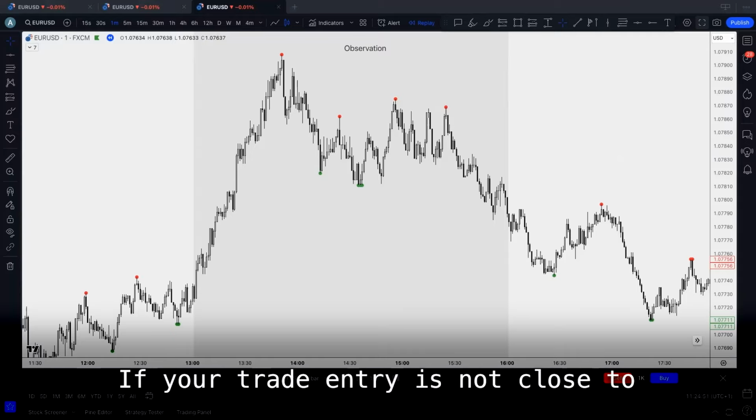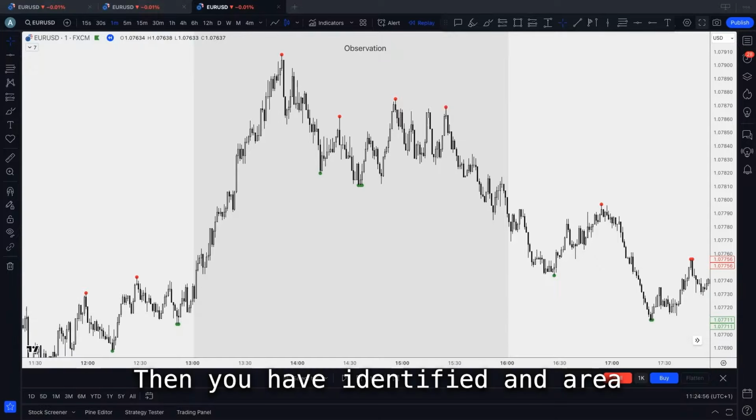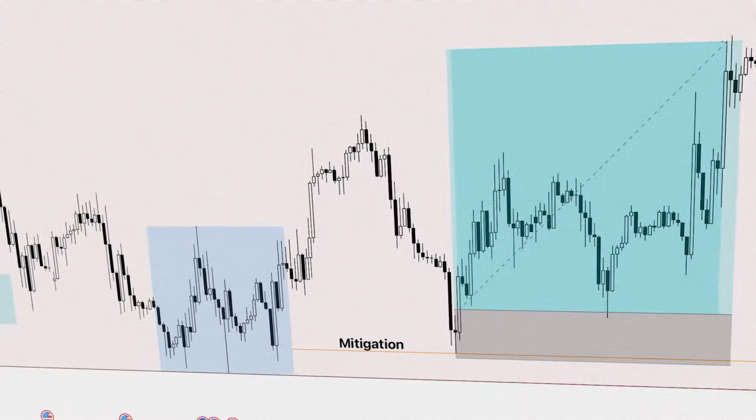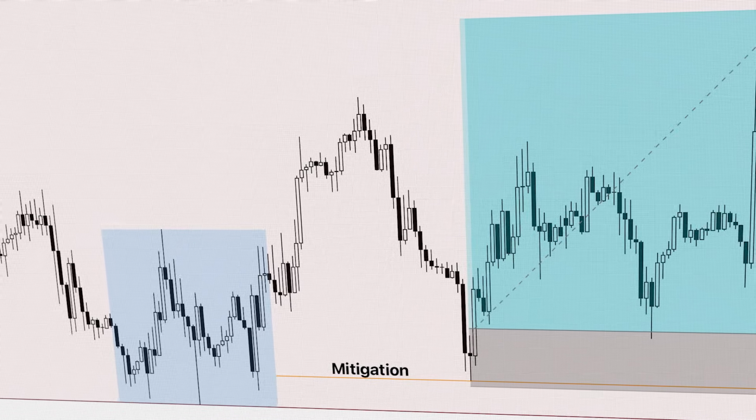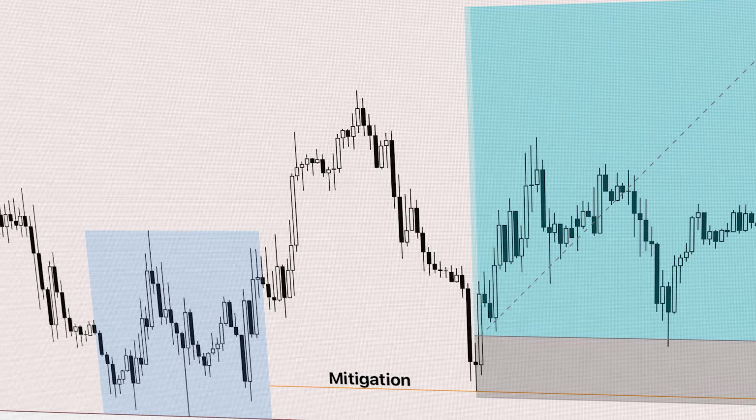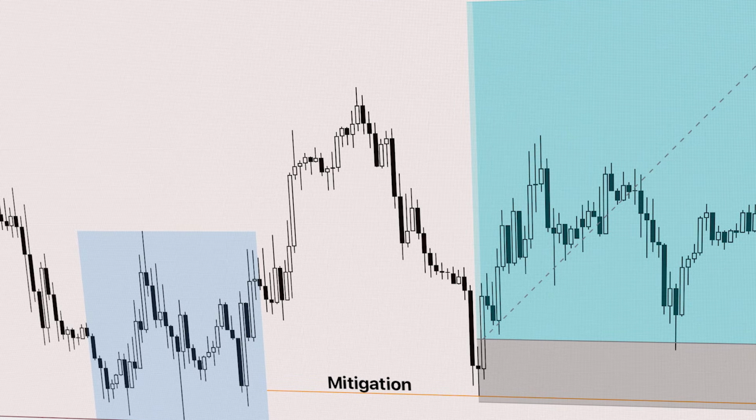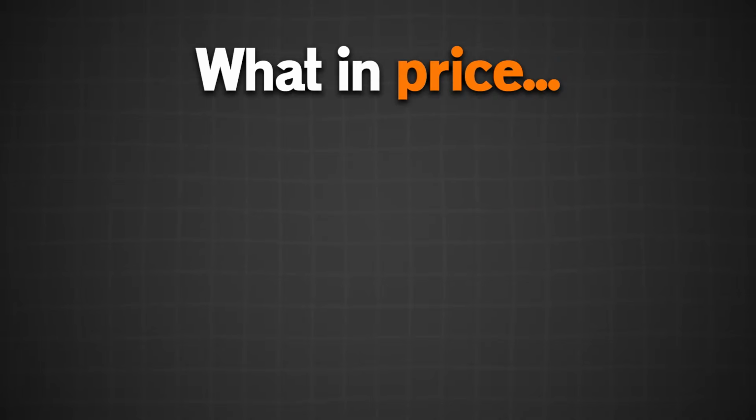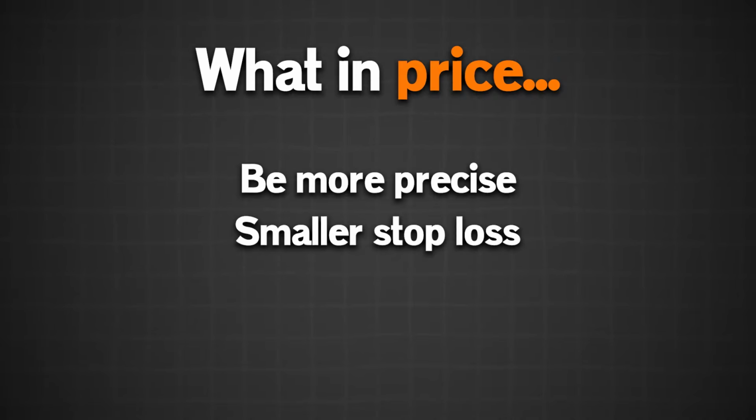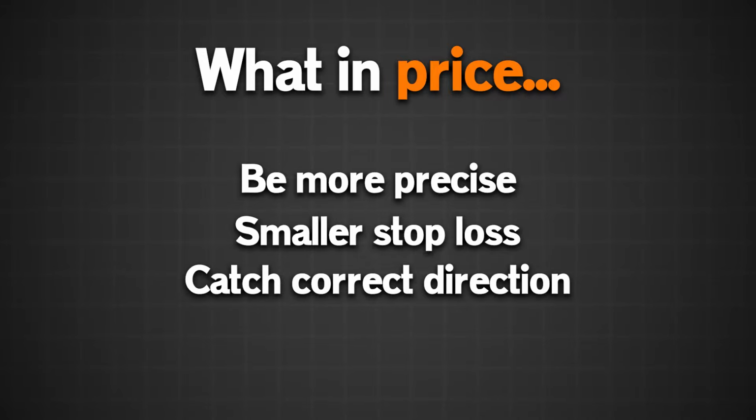If your trade entry is not close to a fractal shown, then you have identified an area that you can improve in. Becoming part of the mitigation phase in the RIMC method, allowing you to be more precise and catch more RR in your trade. Think about this. If your trades are far away from the fractals, what in price can give you the opportunity to be more precise, to have a smaller stop, and to catch the right direction?